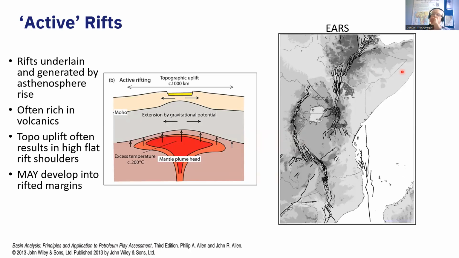Now rifts. Essentially, the classic view of rifts that you'll see in school textbooks is that we have a mantle plume head, the rise of the asthenosphere, extension due to stretching, a large area of topographic uplift, and frequent volcanism derived from the mantle due to the rise of the asthenosphere. And that's characterized really by the East African rift system, very high rift shoulders, and at least in the eastern branch, a lot of volcanics.